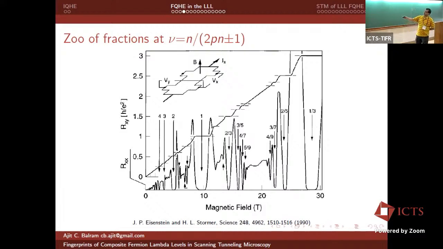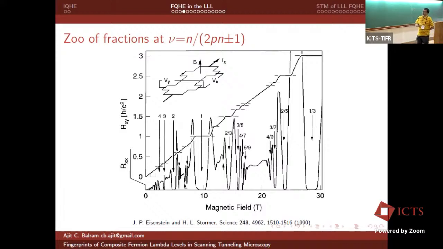The problem with describing fractions like 2/5, 3/7, and 4/9 is that you can't put m to be 5 over 2 or 7 over 3 or 9 over 4, because m has to be an odd integer for the state to respect fermionic symmetry. If you put m as any of these values, then the wave function is not even single valued. There's a branch cut, if you put 5 over 2, it has a square root. So again, we are back to square one. How do we go about understanding these states?